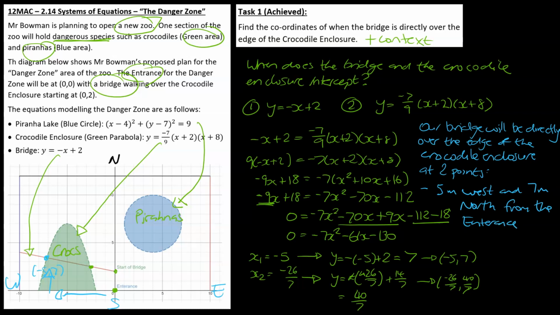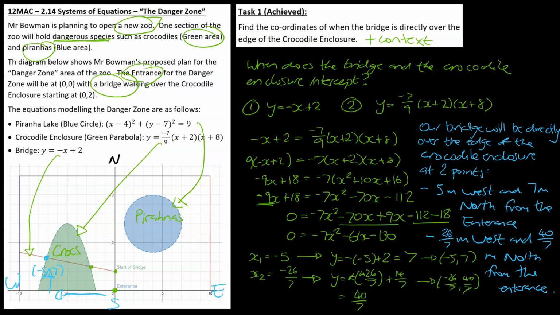That describes that first point. We'll tick that off. We now need to do the same for the second point. Same deal, we're going west by 26 over 7 meters, and 40 over 7 meters north from the entrance.